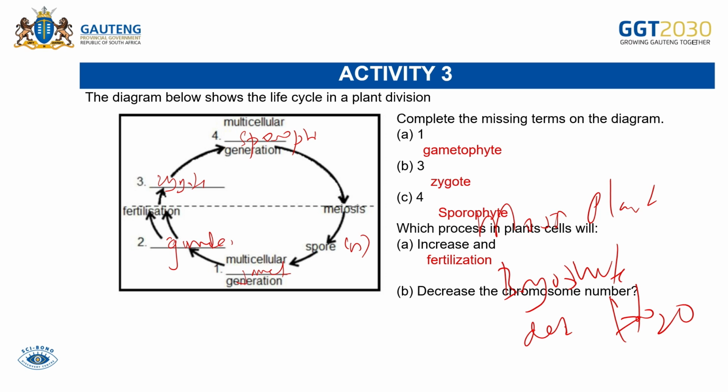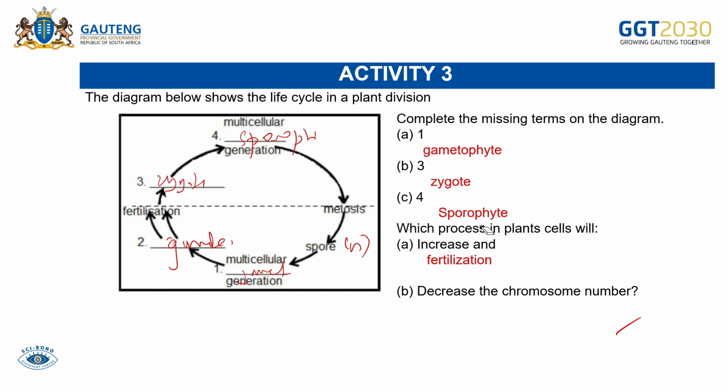So the process in plant cells which will increase chromosome number, you read it like this: process in plant cells which will increase chromosome number. It's fertilization. Process in plant cells which will decrease chromosome number, and that's going to be meiosis. Meiosis always halves the chromosome number, and fertilization always doubles the chromosome number.